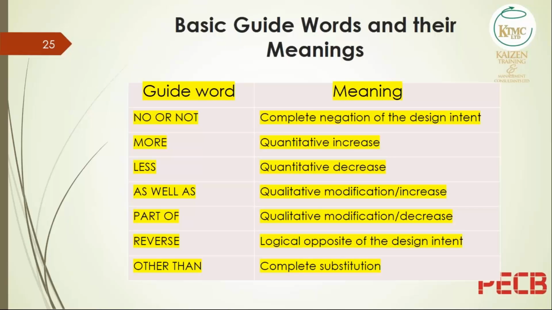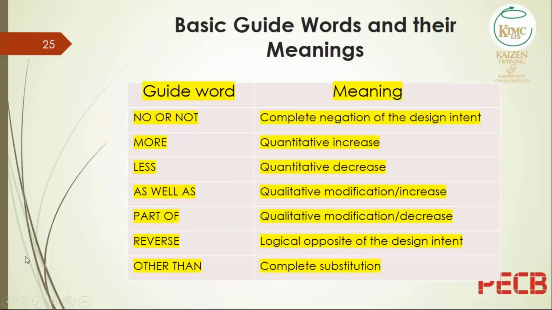Here are some guide words. So we look at, for instance, no or not. That means complete negation of the design intent. It doesn't happen as designed at all. Complete departure. More. This is a quantitative increase. So more flow, for instance. Less. Quantitative decrease. Less flow. As well as, this is a combination. Qualitative modification. So we have water and steam as an example. Part of qualitative modification or decrease.